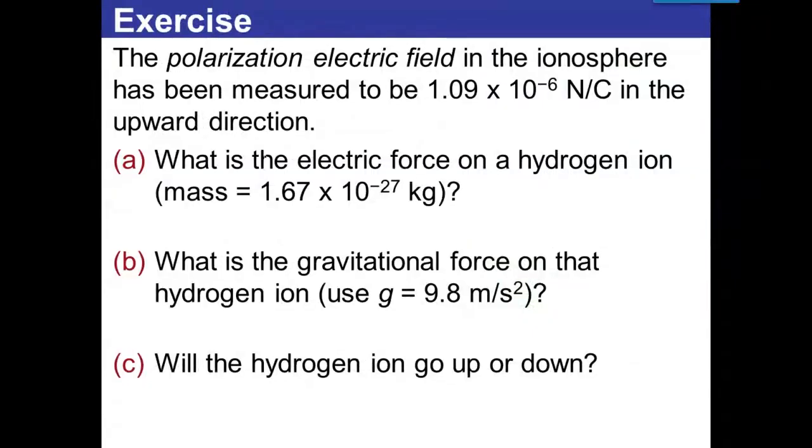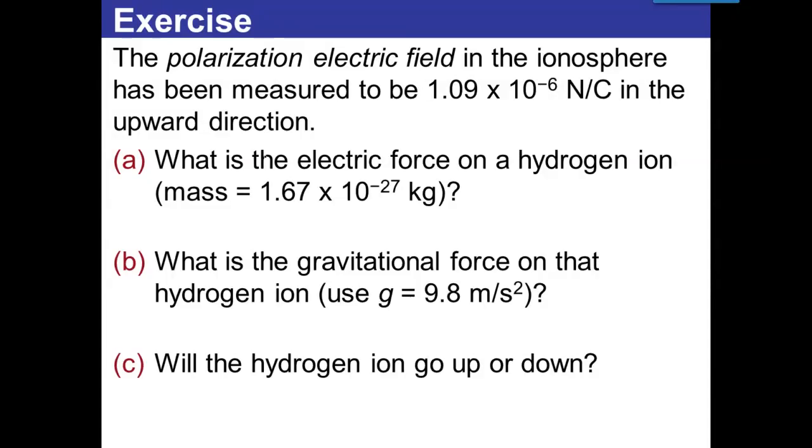Okay, so with that as a preface, we can now start to try to do some calculation. It turns out that you can measure this electric field, and at least in some part of the ionosphere, it was measured to be around 1.09 times 10 to the negative 6th newtons per coulomb in the upward direction. So that's experimental data. Basically, they sent up a rocket, and the rocket has a little meter which can measure electric field. All right, so here are some calculations I'd like to see if you can try to do.